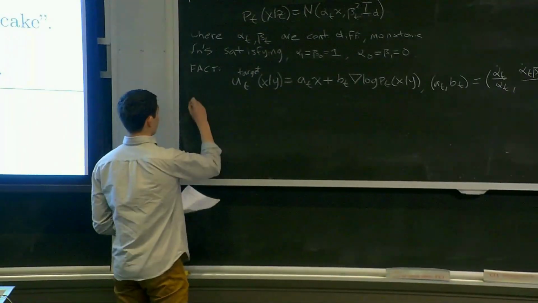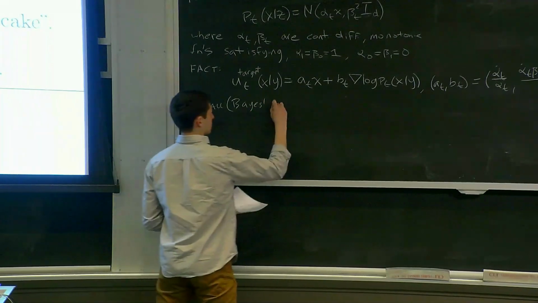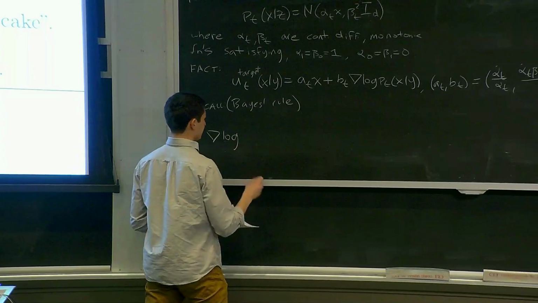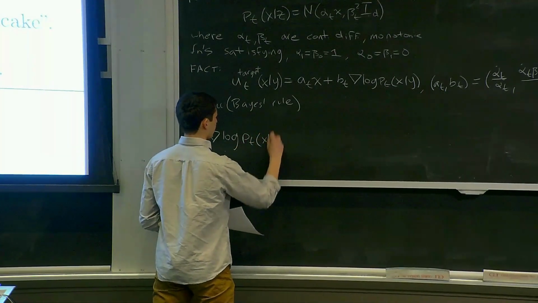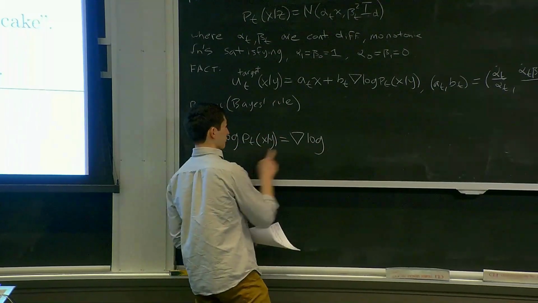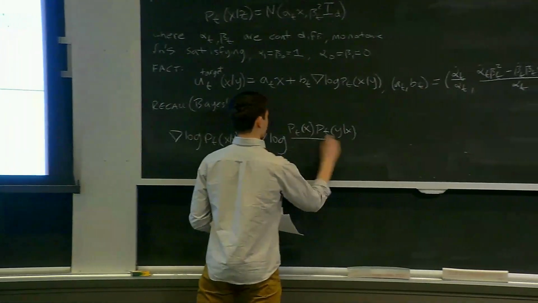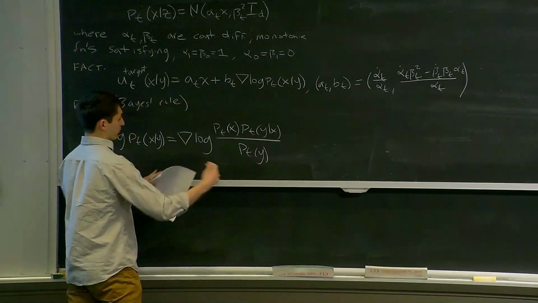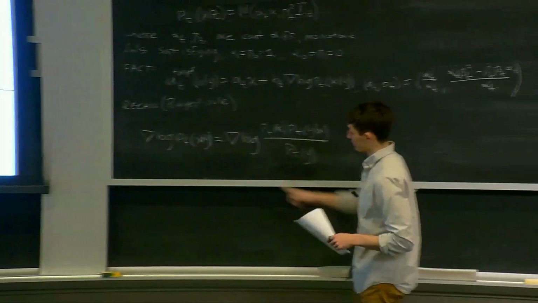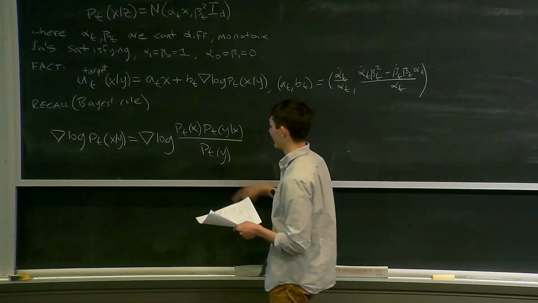What we're going to do is recall Bayes' rule. So what does Bayes' rule say? Well, we're going to be expressing this guided marginal score, the gradient of log p_t of x given y, and rewriting p_t of x given y via Bayes' rule. So this is p_t of x times p_t of y given x over p_t of y. And I can pull these out because this product and division becomes linear with the log.